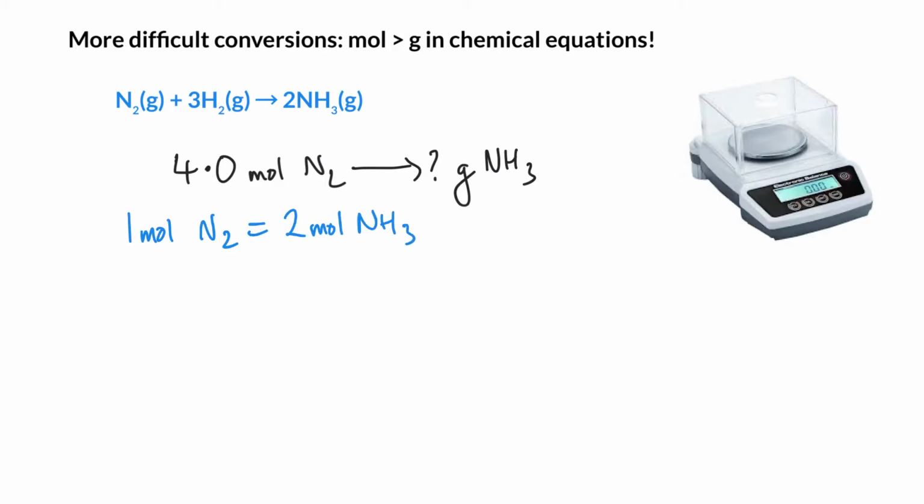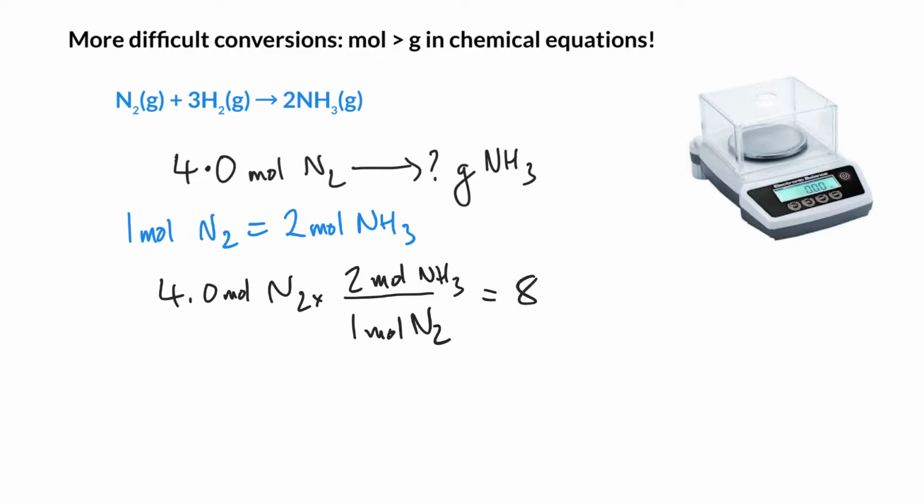How are we going to use this? Well, we can take our 4 moles of nitrogen, and we can convert it to moles of ammonia by putting the moles of nitrogen on the bottom, because then the units cancel, and the 2 moles of ammonia go on the top. And I don't even need a calculator for that. So 4 times 2 is 8. So that would be 8 moles of ammonia.